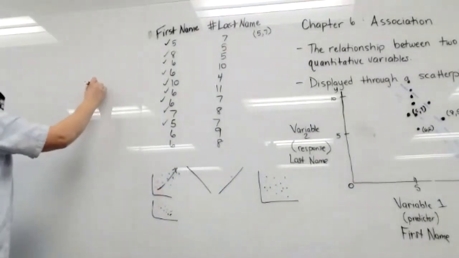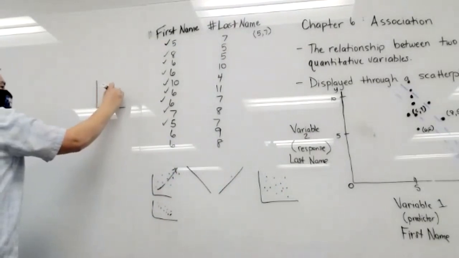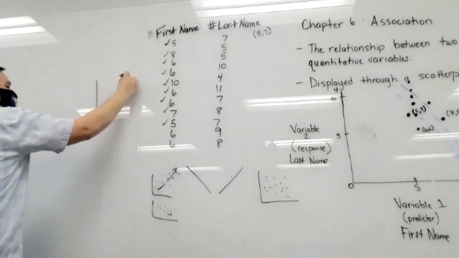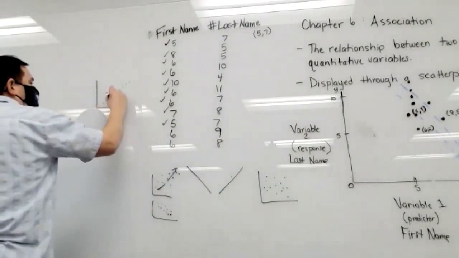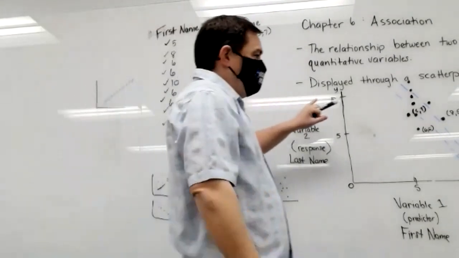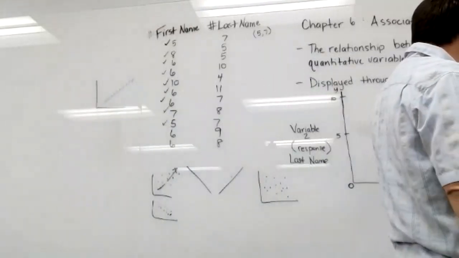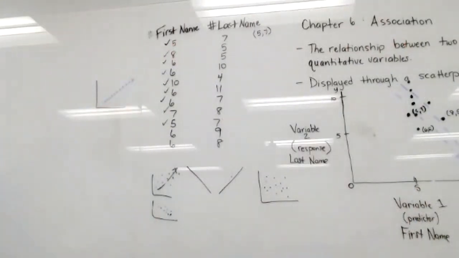If I had a scatter plot that looked like this, all right, I can pretty much draw a single line through all of those points. That would be almost a perfect association, a perfect line. And we would call that direction positive. We would call the form linear, and it's very strong because I can draw one line through all those points.